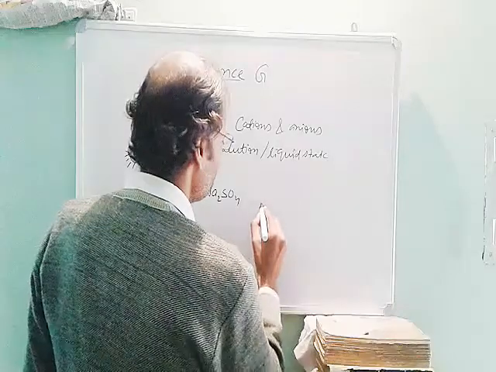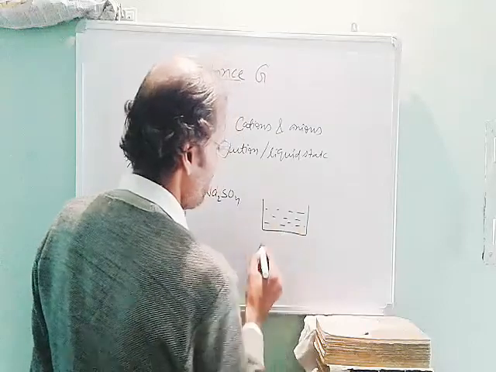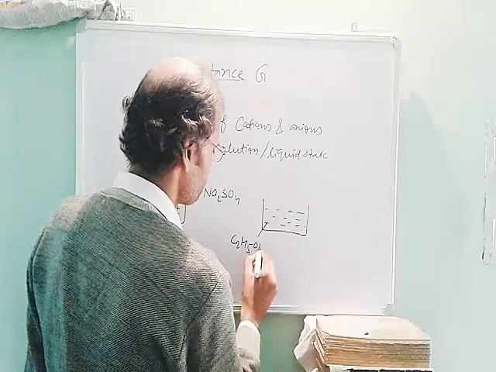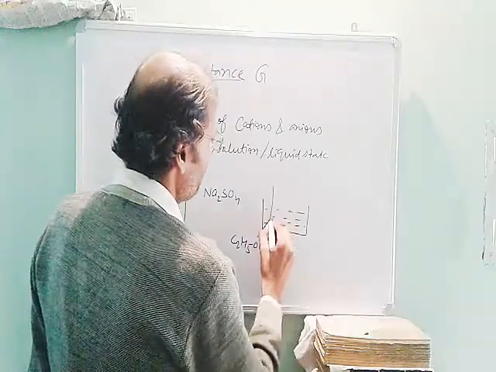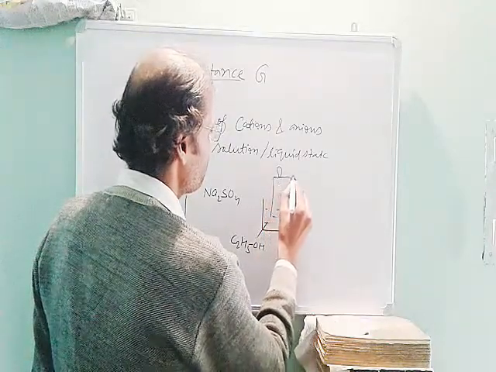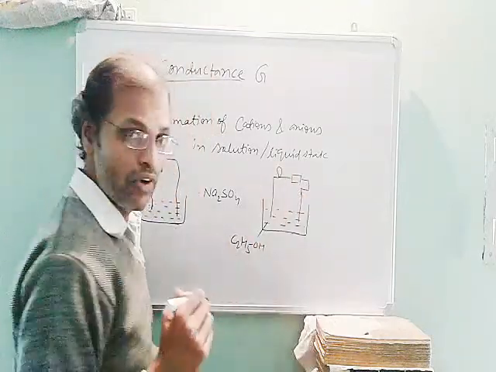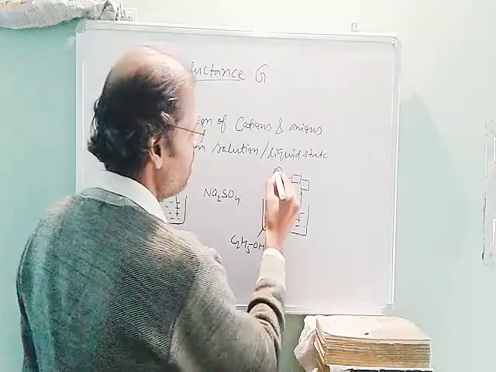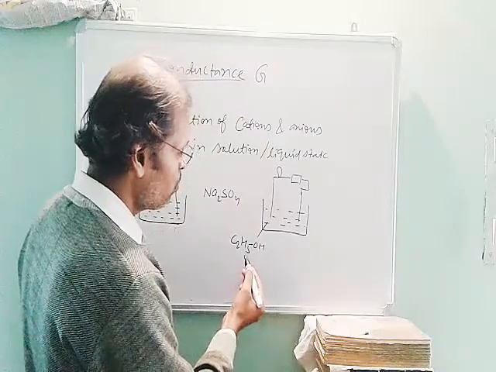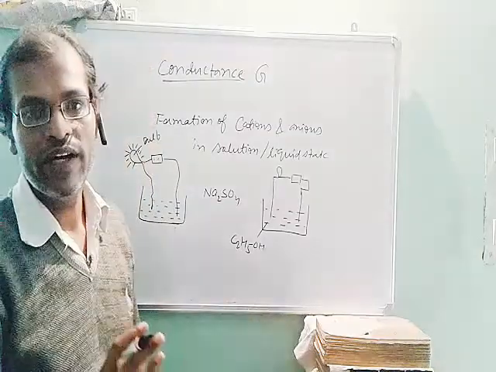Now another example. Suppose aqueous solution of ethyl alcohol is there, C2H5OH, and two wires are there, bulb is there, battery is there. What will happen? What is expected to happen? Bulb will not enlighten, and this is how we can say that no ions are there in ethyl alcohol. Ethyl alcohol is not an electrolyte at all.